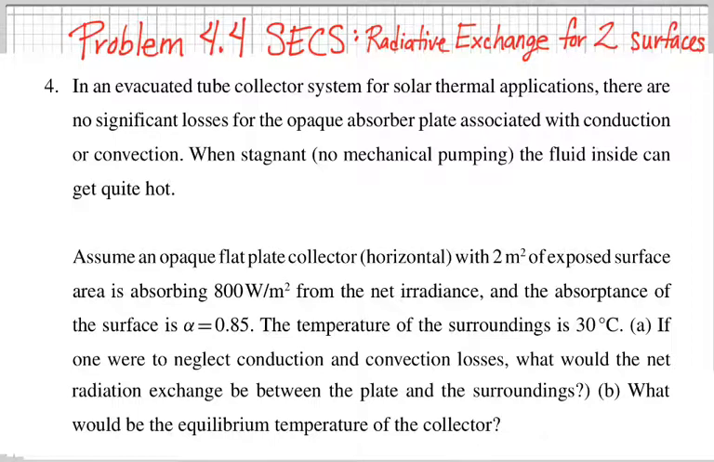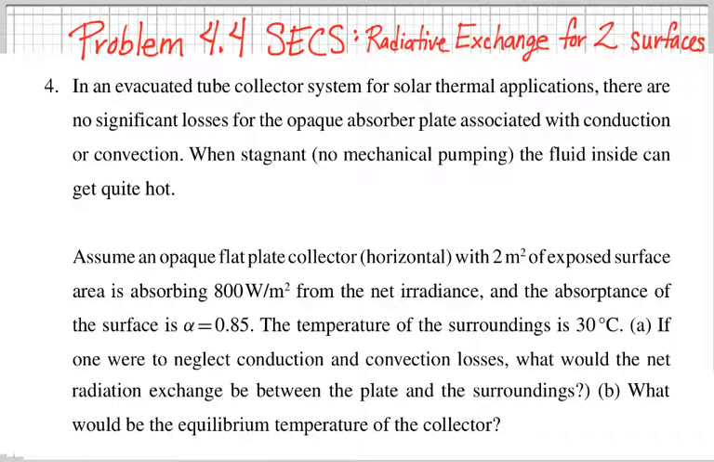So you assume you have an opaque flat plate collector. It could be a tube collector, but let's just look at this as a panel with 2 meters squared of exposed surface absorbing 800 watts per square meter for the net irradiance. We're ultimately going to need to multiply those 2 meters squared times the 800 to get a balance of Q, of heat transfer, happening in this system. The absorptance of the surface is going to be 0.85, or alpha equal to 0.85, and the temperature of the surroundings, the air temperature, is 30 degrees Celsius.